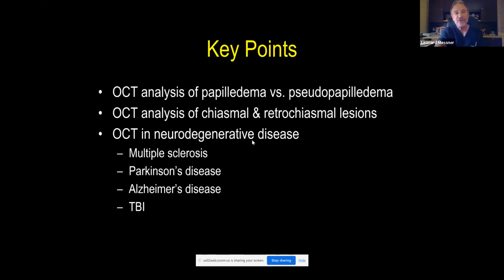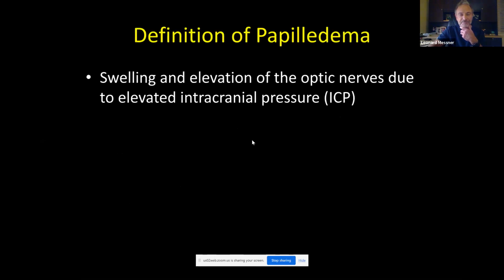We're going to begin with a discussion of OCT for one of the most common reasons that most of us in neuro-ophthalmic practice use OCT, and that's the differentiation of papilledema versus pseudopapilledema. From here, I'm going to talk to you about OCT findings with both chiasmal as well as retrochiasmal disorders. And then we're going to finish up talking about OCT in a variety of neurodegenerative diseases, including multiple sclerosis, Parkinson's disease, Alzheimer's dementia, and then finally, some of the work that we've been doing recently as it relates to traumatic brain injury.